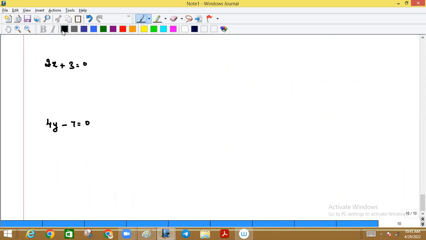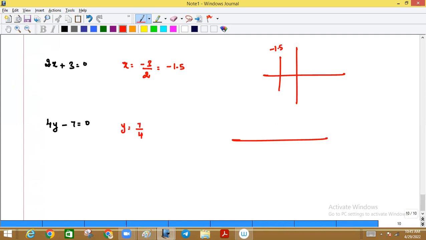2x plus 3 equal to 0 means there is no y variable, so it is parallel to the y-axis. So you can say x is equal to -3/2, which is x equal to -1.5. So this is 1.5. y is equal to 7/4. Understood? So it is parallel to the x-axis. If the x variable is not there, it is parallel to the x-axis. If the y variable is not there, then it is parallel to the y-axis. Okay?